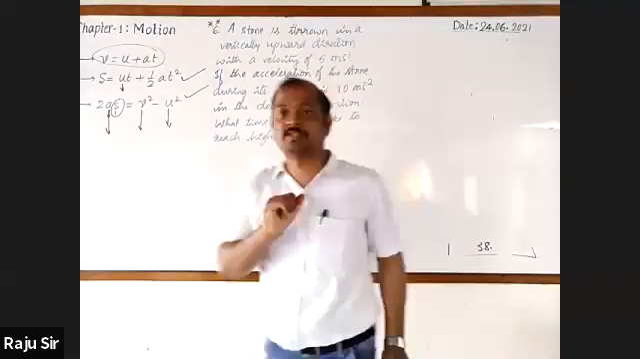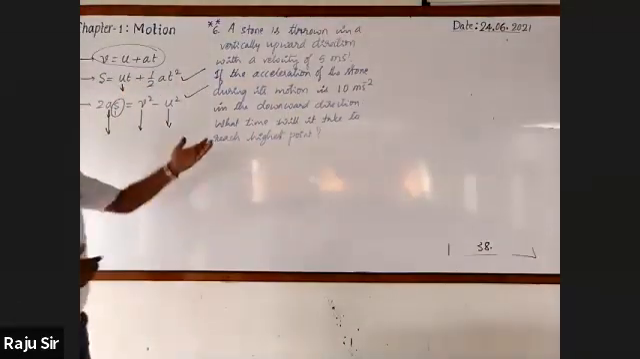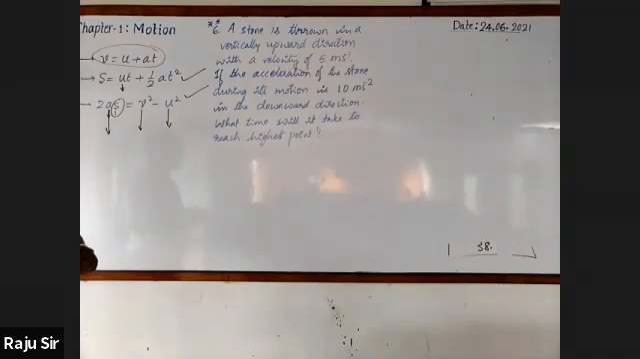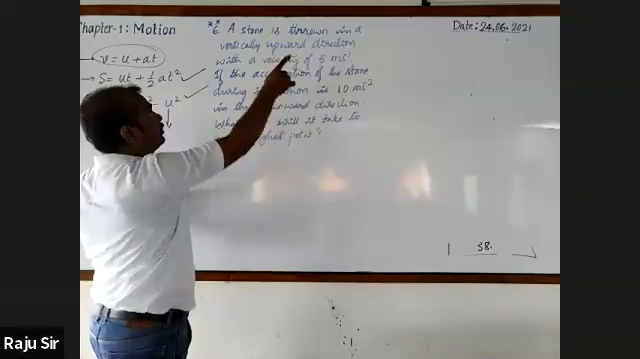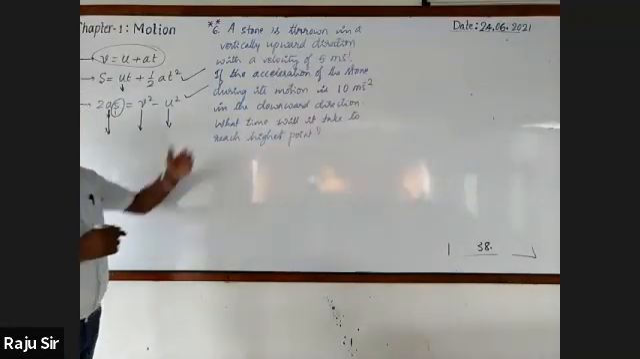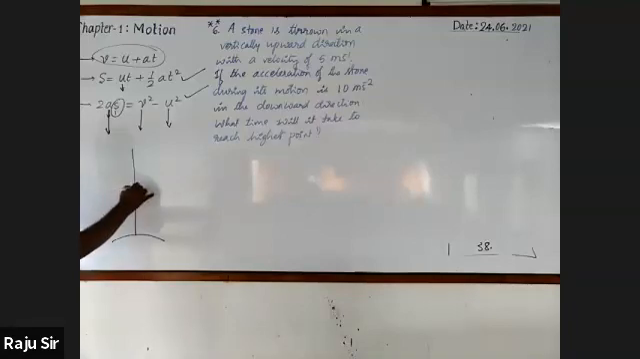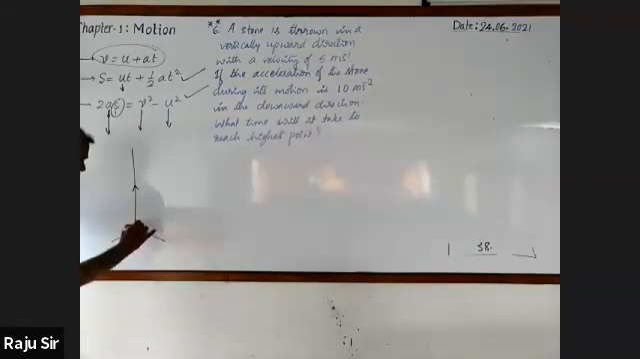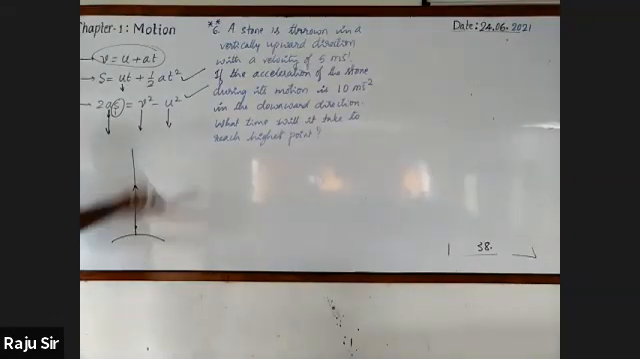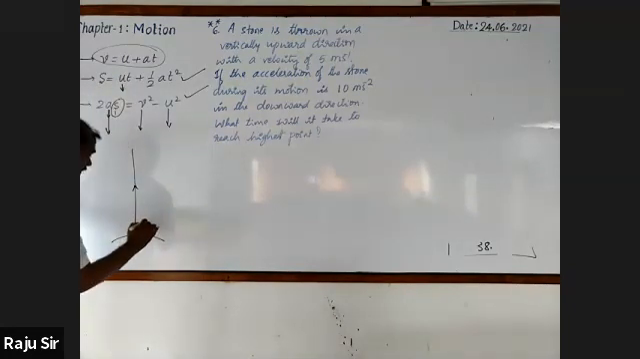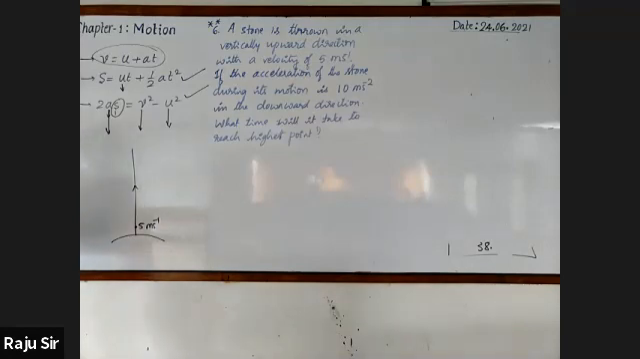Oh, okay. Stop writing. The statement is very nice. Once you go through this, see that a stone is thrown in a vertically upward direction with a velocity of 5 meters per second. This is the ground. From here, we are throwing the stone vertically upward, and it is moving. It is thrown with some speed, that speed is 5 meters per second.